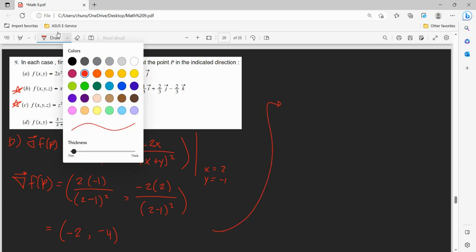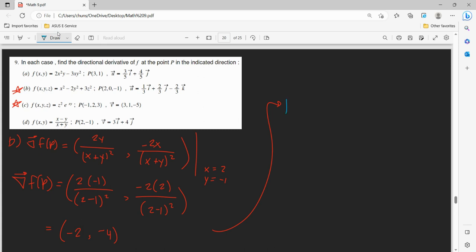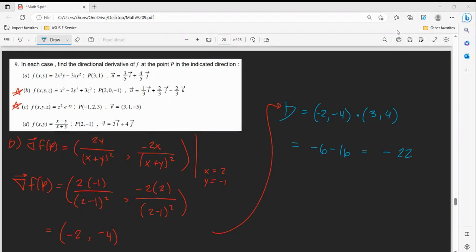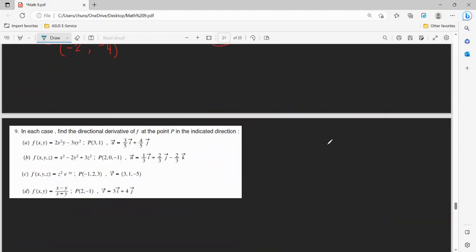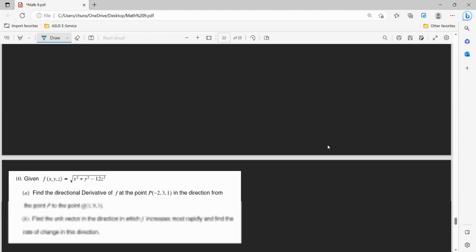So now to find our directional derivative, we're given our unit vector. This is equal to negative 2, negative 4, with our dot product of 3 and 4. And this is equal to negative 6 minus 16, and this is equal to negative 22. All right, so moving on.